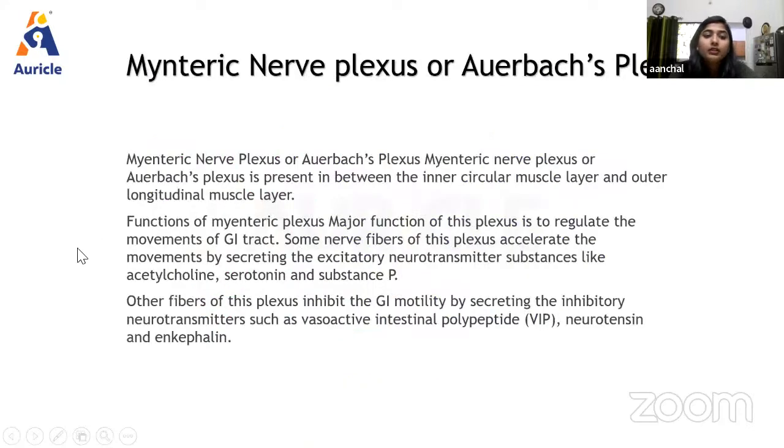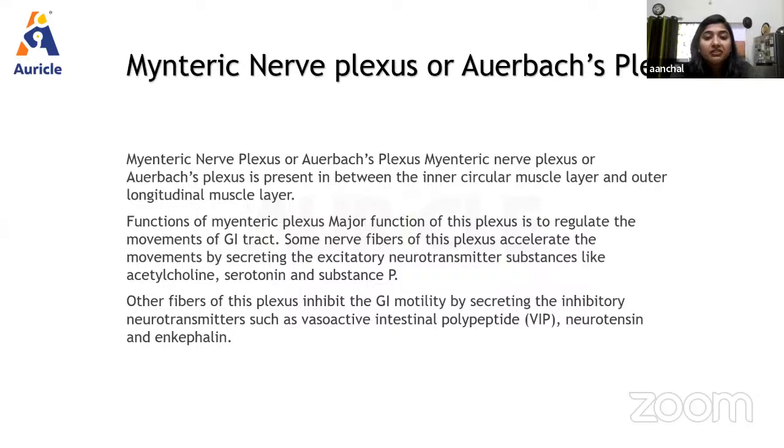Then the function of the myenteric plexus is to regulate the movements of the GIT. So basically, it is responsible for integrating the movement of food. Basically two types of movements are there: antegrade and retrograde. Antegrade means whenever the food is moving from esophagus to stomach, stomach to intestine, and retrograde means backward movement, the movement of food from stomach to esophagus, esophagus to mouth, and that occurs in the case of vomiting only.